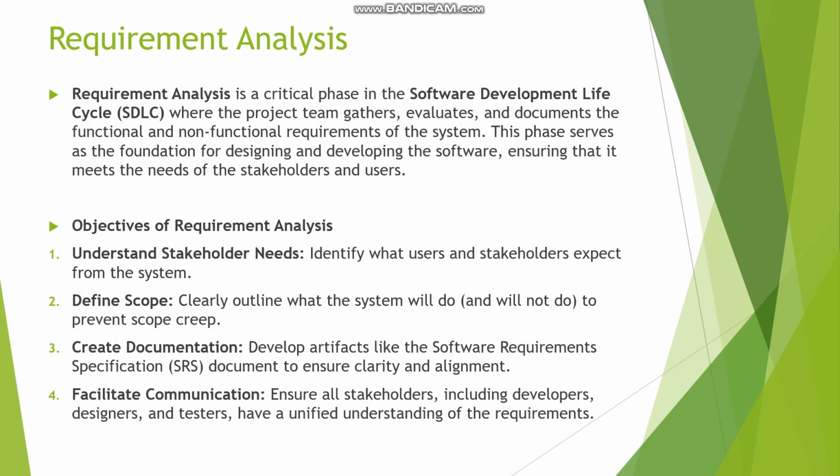Now, objectives of requirement analysis. Understand stakeholders' needs: identify what users and stakeholders expect from the system. Number two is define scope: clearly outline what the system will do and will not do to prevent scope creep. Number three is create documentation: develop artifacts like the software requirements specifications, SRS, BRS, FRS documents, to ensure clarity and alignment. Facilitate communication: ensure all stakeholders, including developers, designers, and testers, have a unified understanding of the requirements.